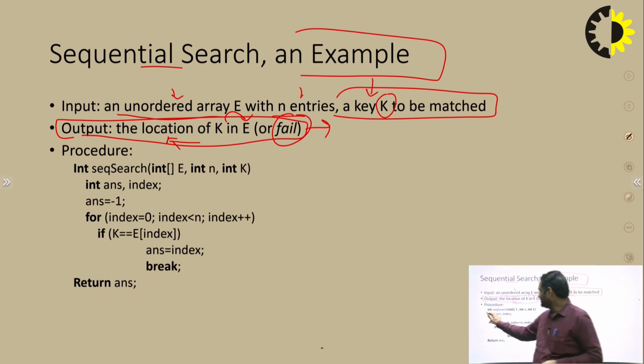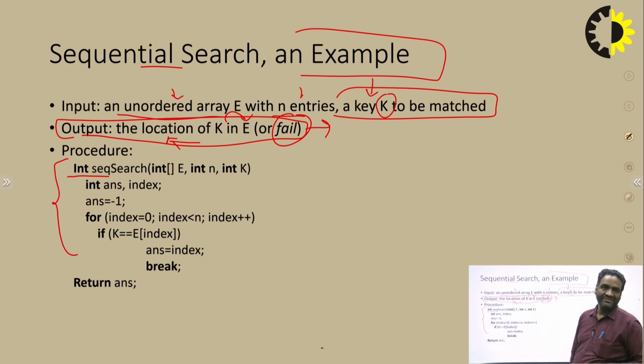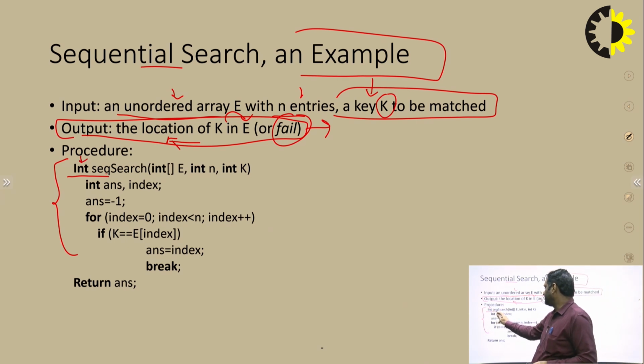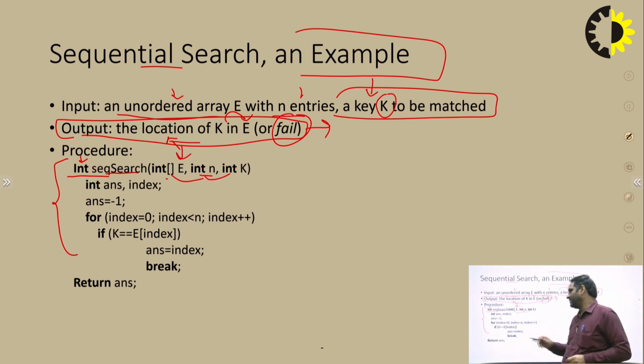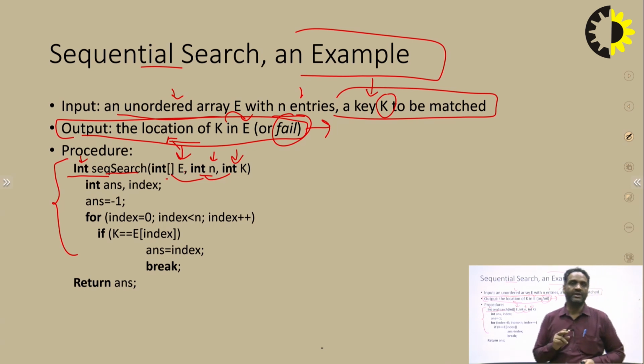So the procedure is, suppose this is the pseudocode or algorithm for doing sequential search in the list. In the sequential search we have three parameters. First is the array, an unsorted array, then the number of elements in the array, that is n, and third is k, the key that we are going to search for in the given list.